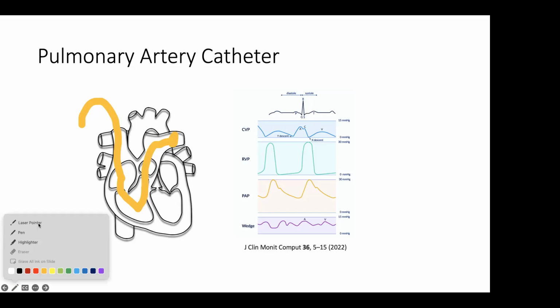catheter that you can place into your SVC, going into your right atrium to get the right atrial pressure tracing, or your CVP. As you move towards your RV, you're going to have the tracing of the right ventricle pressure. And essentially, you will move on through your pulmonary artery to get the pulmonary artery pressure. And when you wedge the pulmonary artery catheter, you're going to get an estimation of your left atrium filling pressure.